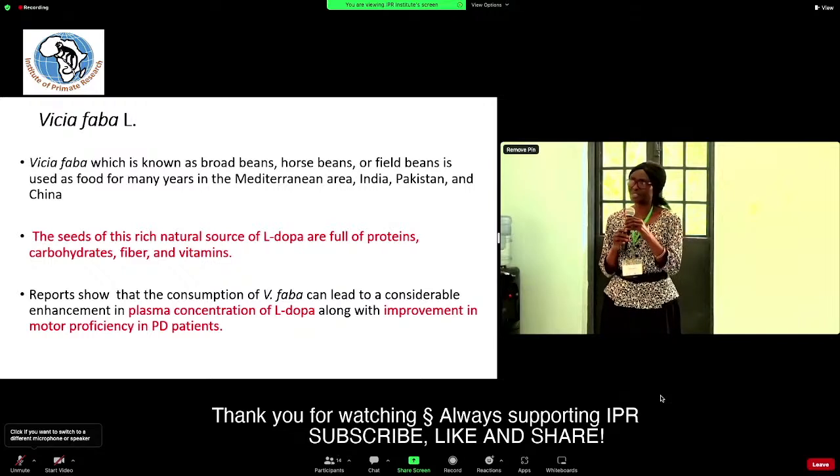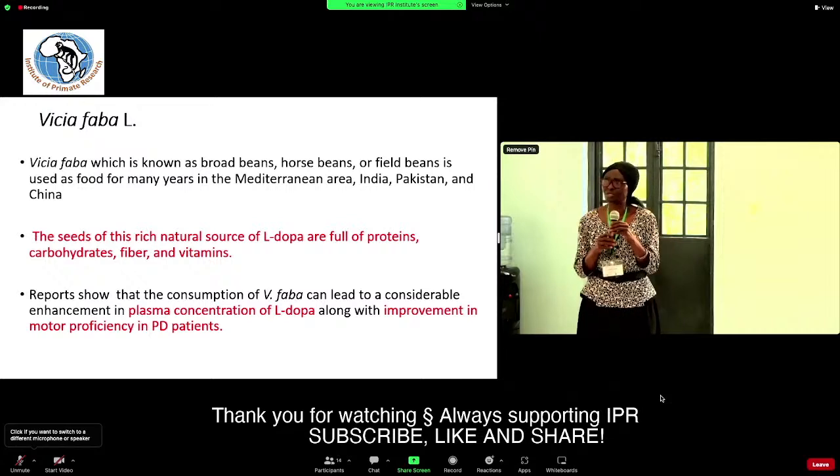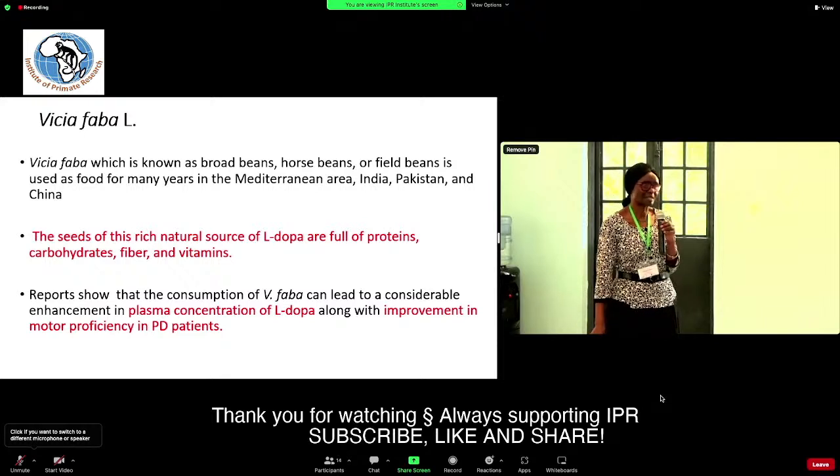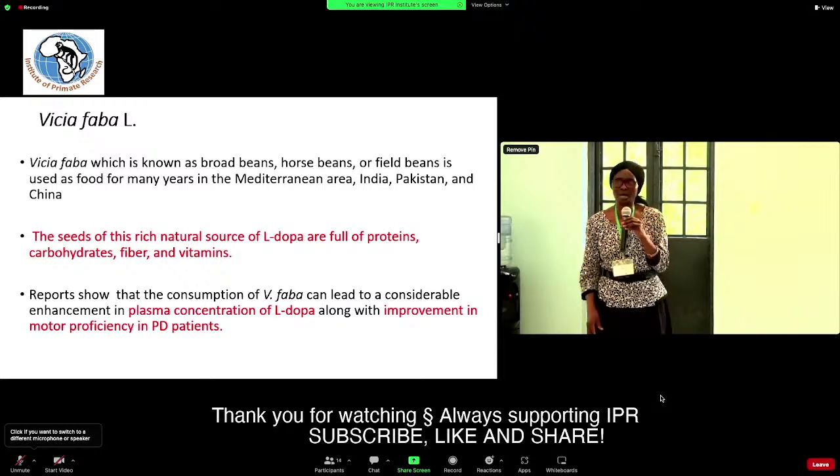So again, it has a useful place in the management of Parkinson's disease. And again, studies have been done to show that use of this herb leads to increased concentrations of dopamine and other neurotransmitters associated with the pathology of Parkinson's disease, and of course improvement of symptoms like motor symptoms. Next.